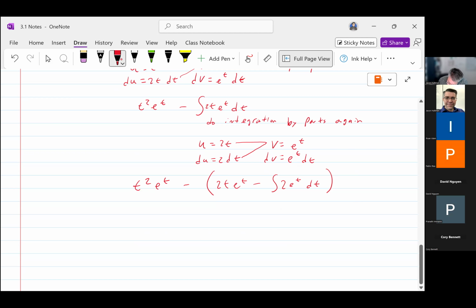So this is going to give me t squared e to the t minus 2t e to the t minus the integral of 2e to the t, which is just itself. It's 2e to the t. And then this is plus c since I'm done integrating. I'm going to put a plus c there.